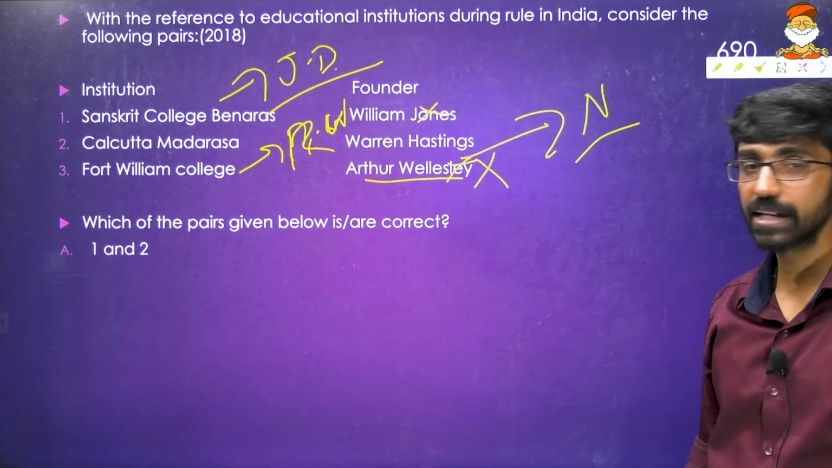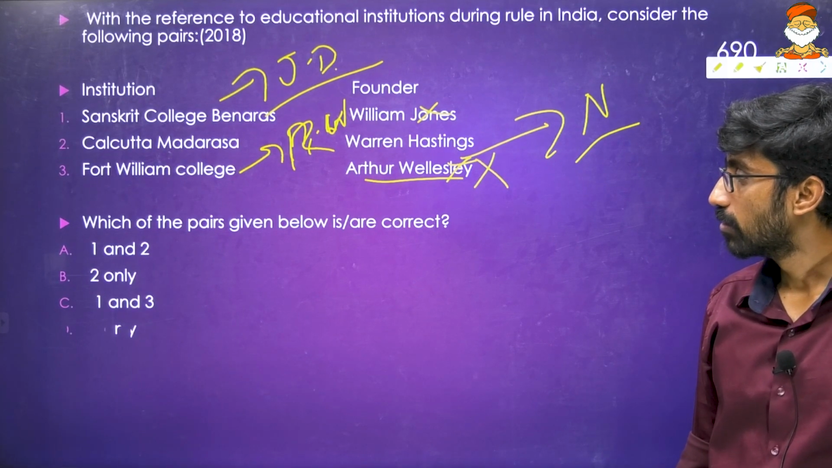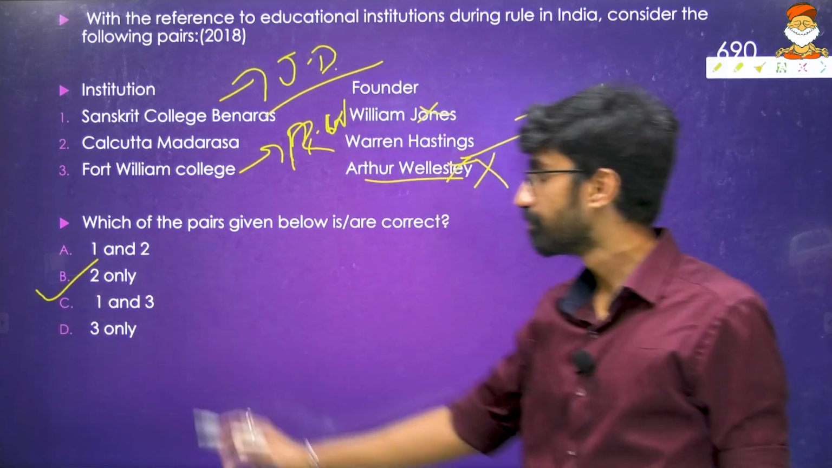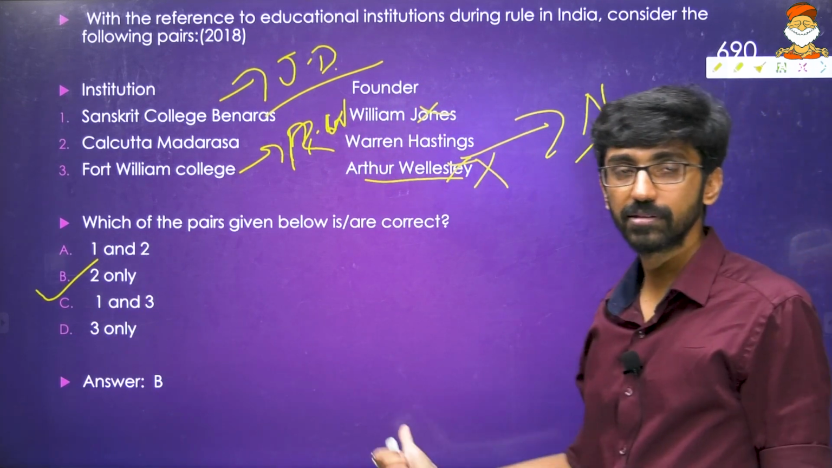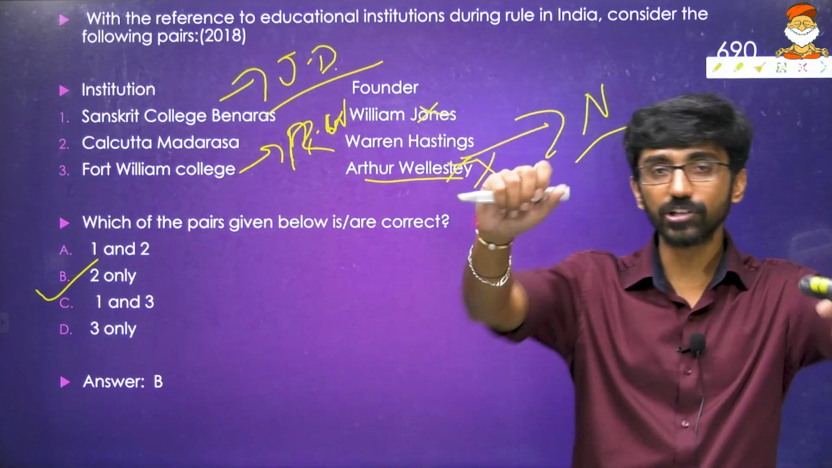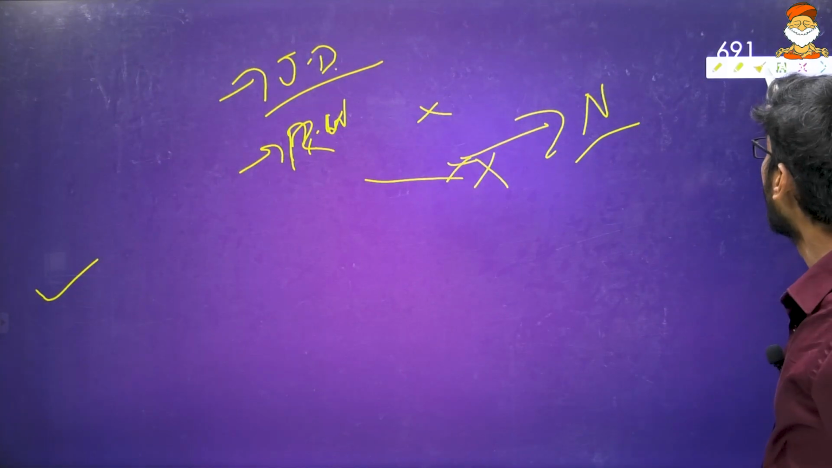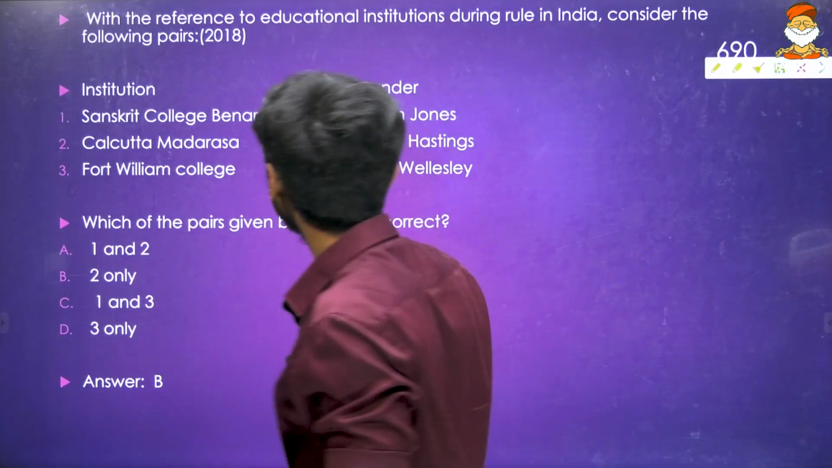So 2018 again: 1 and 2, 2 only, 1 and 3, 3 only. So what should be the answer? Answer should be 2. This is British policy, the educational institutions they are asking about. Now we will see which educational institution. What is Fort William College? Again, look at this Fort William College. This question was again repeated. So this is in 2018, right?